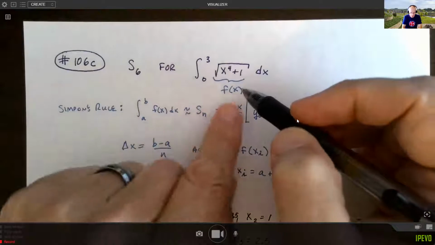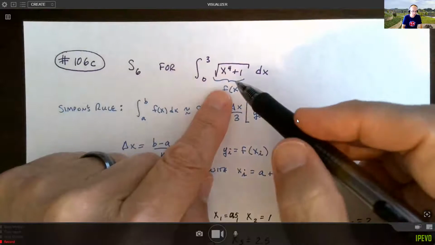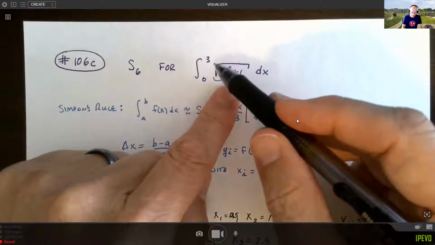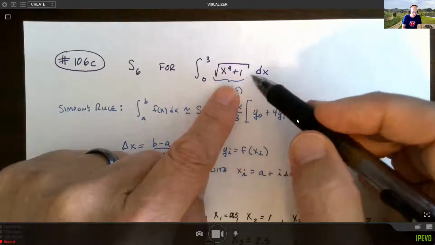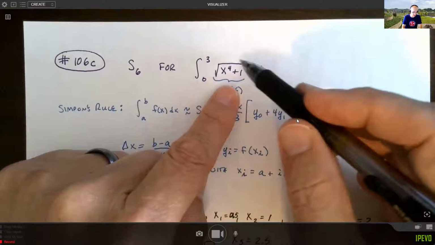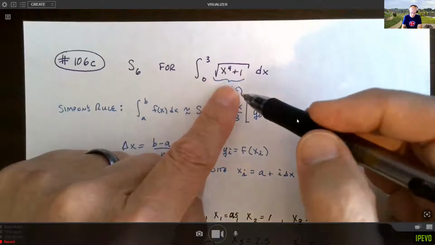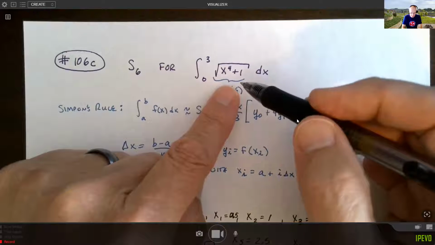Now, if we tried to use the fundamental theorem of calculus part 1, we would be in trouble because it would be impossible for us to find the antiderivative of this function, it turns out. You might want to think about that a little bit. See if you can find the function whose derivative is the square root of x to the fourth plus 1. You're going to be looking for a long time.